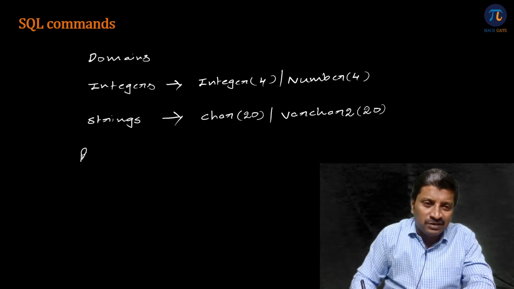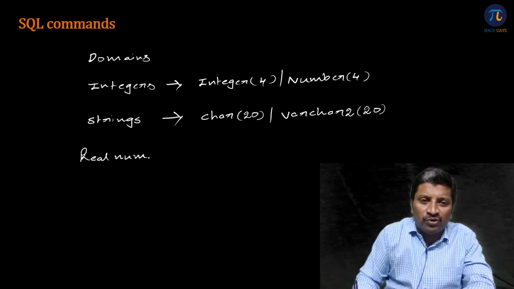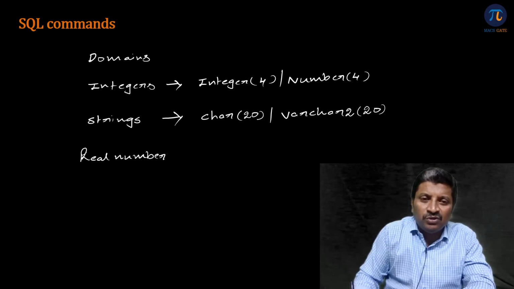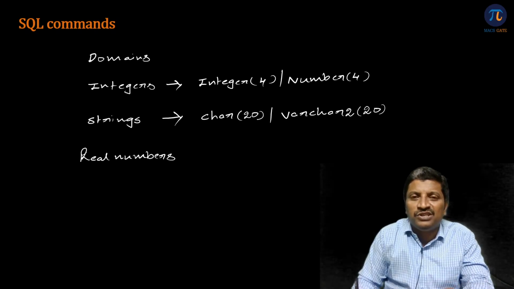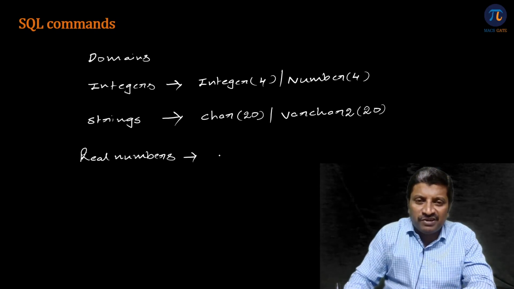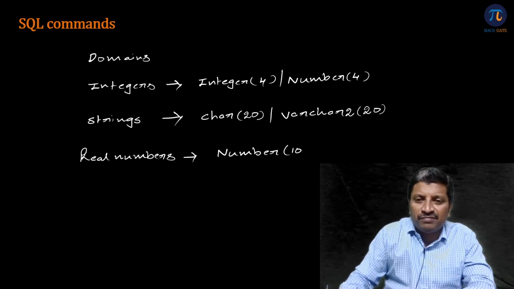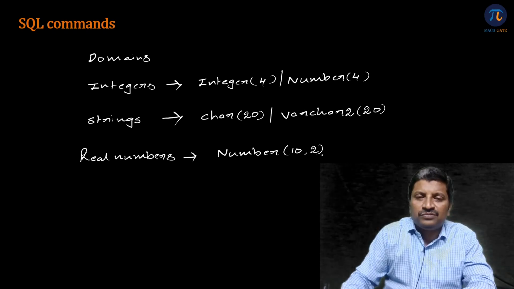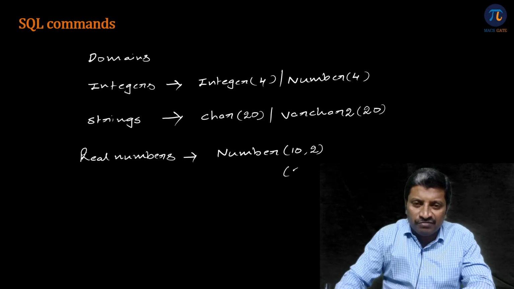Then what is one more data type which we frequently use in regular work? That is real numbers. In C language, they are called float. Now the question is, what is the keyword to specify the attribute is a real number? For that we write number of 10,2. Not only 10,2, sir. If you want, you can write 5,3 or anything.